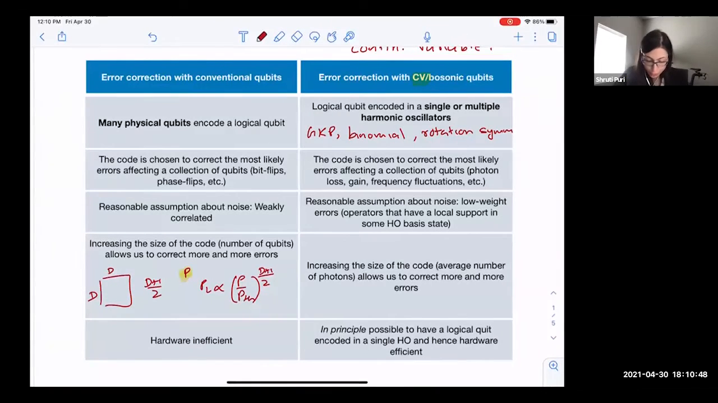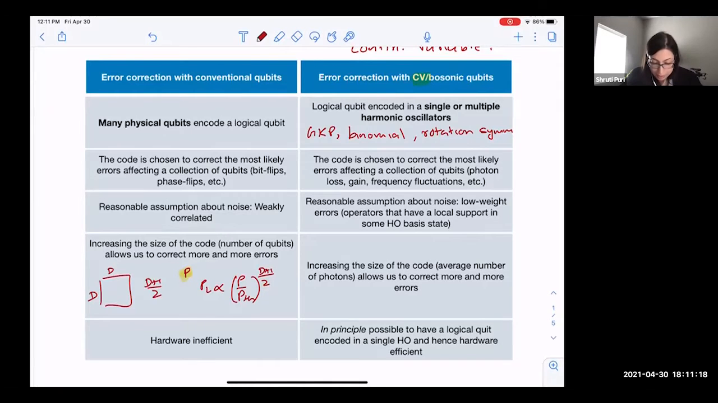Okay, so on the left-hand side, we're just adding more qubits to correct for more errors. On the right-hand side, we're going to add more photons. The size of the code is related to the average photon number in your state, and the bigger the state, the more photons you add in your code, the more errors you'll be able to correct. And again, we will understand this aspect more as we go on.